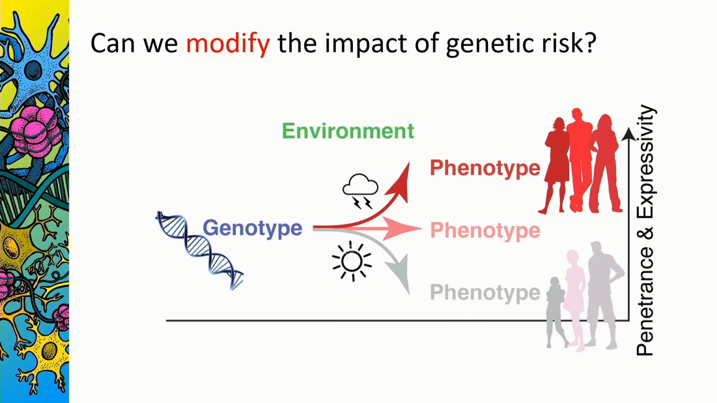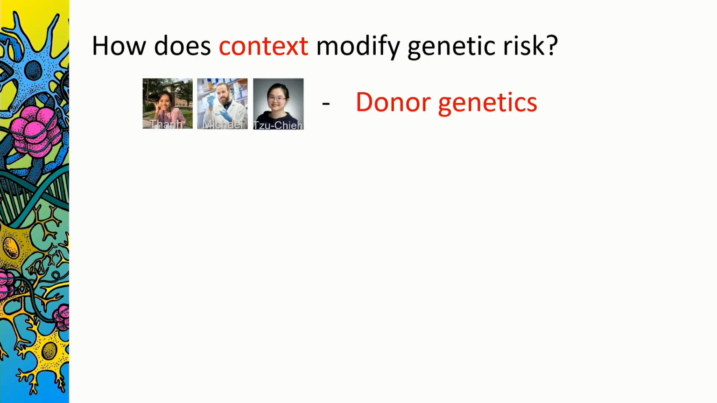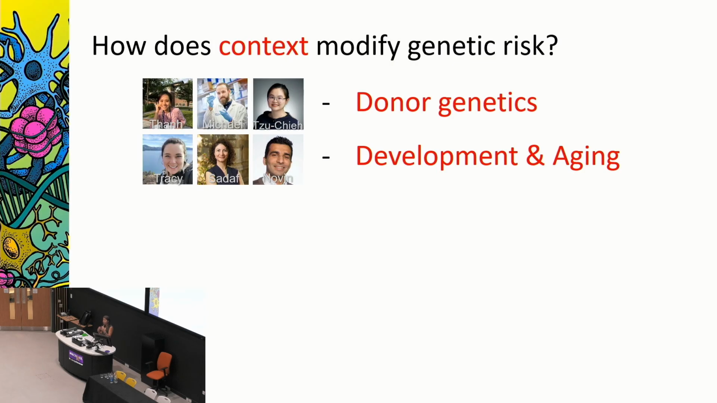The goal here is really to achieve our genotypic maximum, the best possible outcome with the genetic risk factors we are born with, independent of gene therapy. And so that's what the lab has been asking for the last 5 years or so. How does context modify genetic risk? I have a group looking at how the rest of our genetic background modifies the impact of an additional risk factor, how risk factors have different effects across development and into aging.